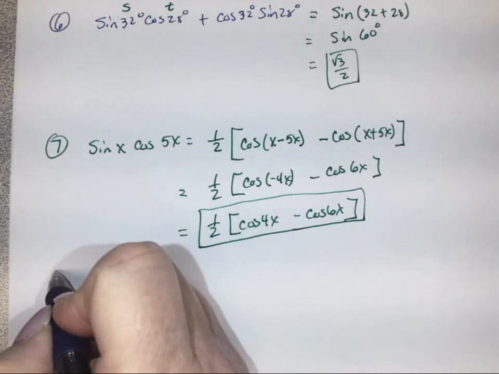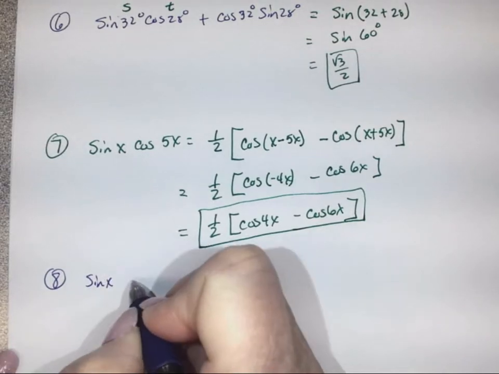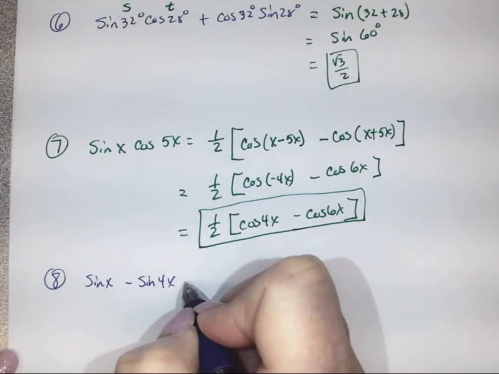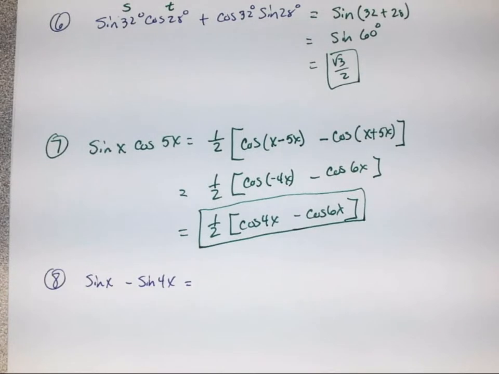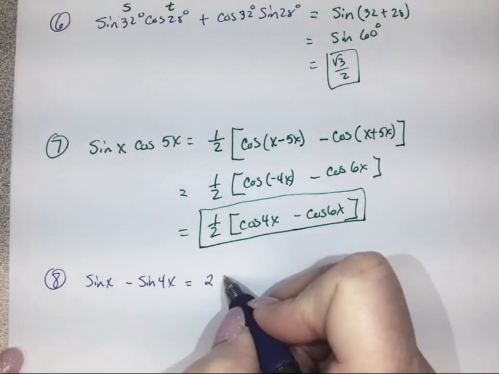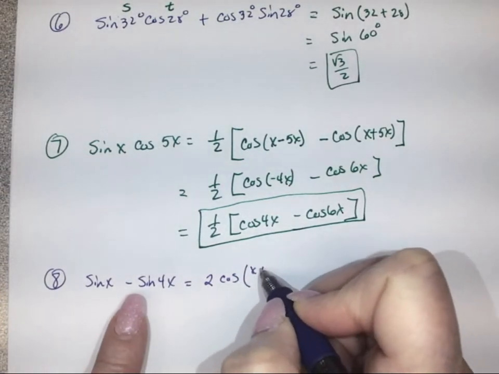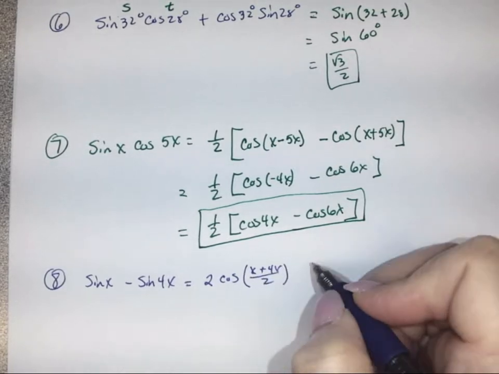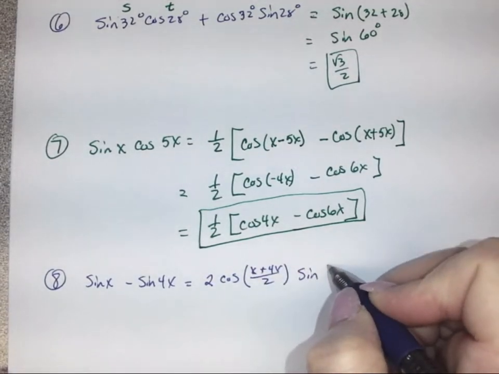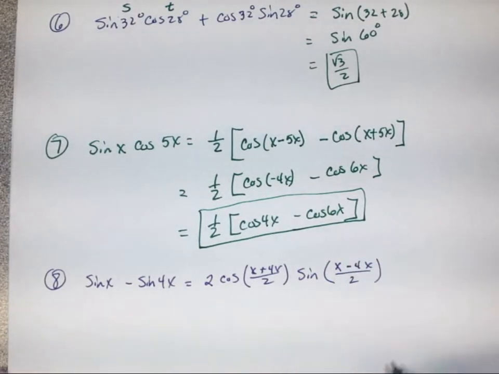All right, number 8, we're going to do something similar. We're going to write the sum as a product. So we have the sine x minus the sine of 4x, writing the sum as a product. So if we're looking at the sum as a product, we have to match this to our formulas with sine minus sine. This will get us 2 times the cosine of x plus 4x all over 2 times the sine of x minus 4x all over 2.